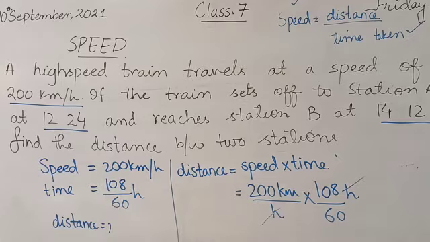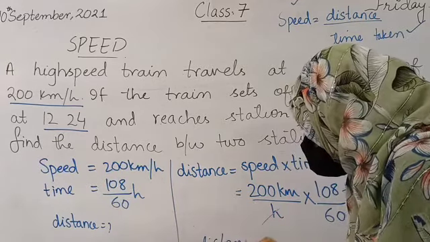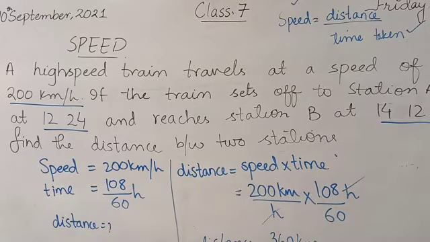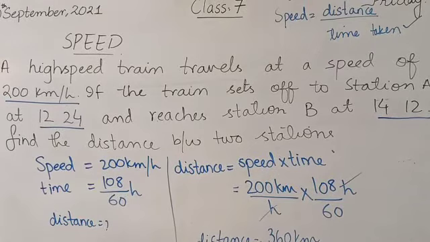After multiplying and dividing, we will get the distance, which is equal to 360 kilometers. Okay? Now again read the question. A high-speed train travels at a speed of 200 km per hour. If the train sets off to station A at 12:24 and reaches station B at 14:12, find the distance between two stations. Speed is given.